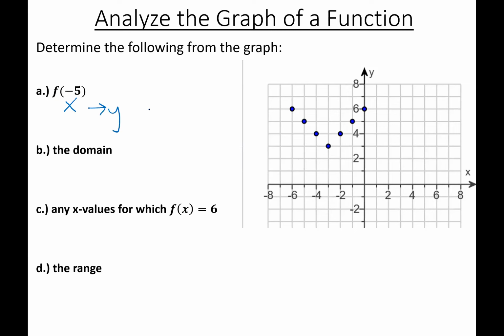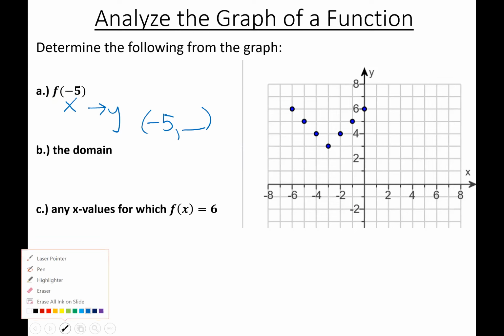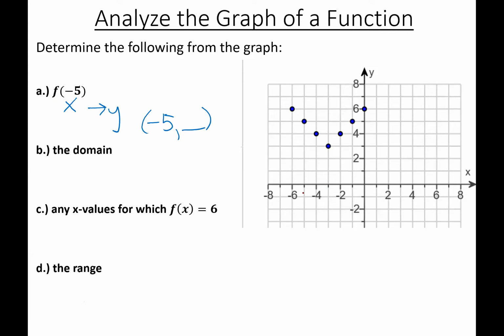Okay, so the point we're looking for on the graph will have an x coordinate of -5. So let's find it. I'm going to change my color here. Let's go to our x-axis. Here's -5. Right here is the point we're looking at. So it looks like when x is -5, y is 5.